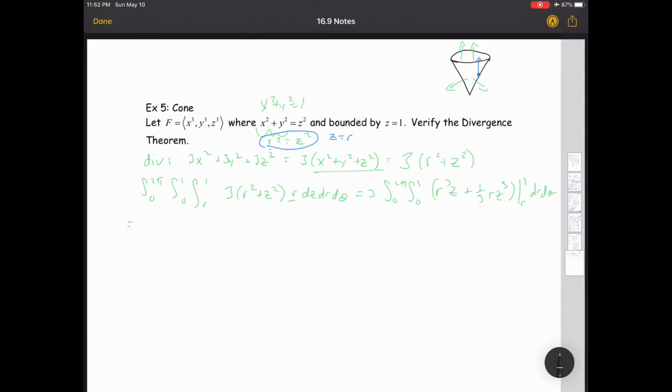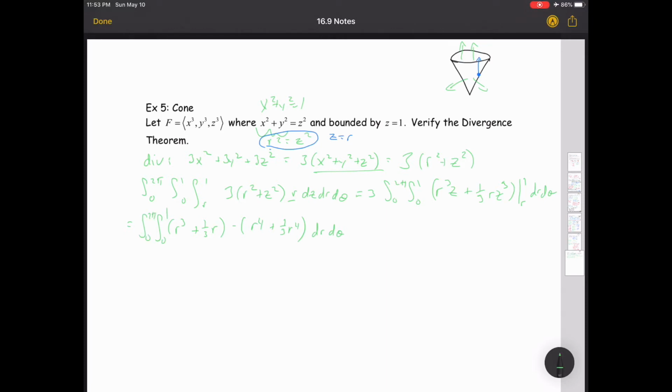Okay, so now we're going to have to plug 1 in. If we plug 1 in for z, we're going to get r cubed. If we plug 1 in for the z in the second part, we're going to get plus 1/3 r. And then if we subtract when we plug r in, if we plug r in for the first z, we get r to the 4th. If we plug r into the second z, we get plus 1/3 r to the 4th. We'll be able to combine that here. dr d theta, r still goes from 0 to 1, theta goes from 0 to 2 pi.